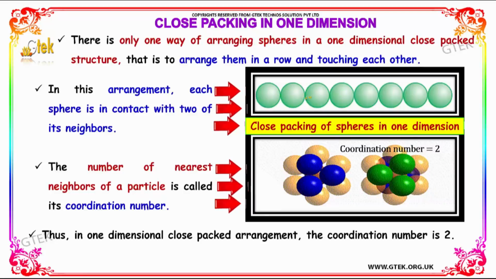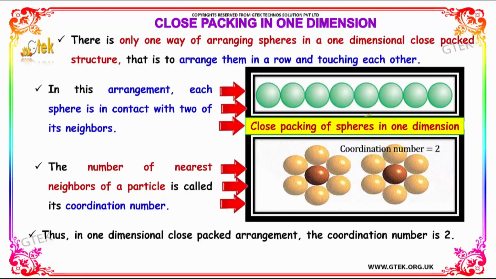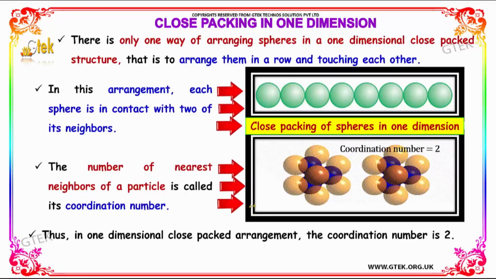The number of nearest neighbors of a particle is called its coordination number, which is 2. Thus, in one-dimensional close-packed arrangement, the coordination number is 2.